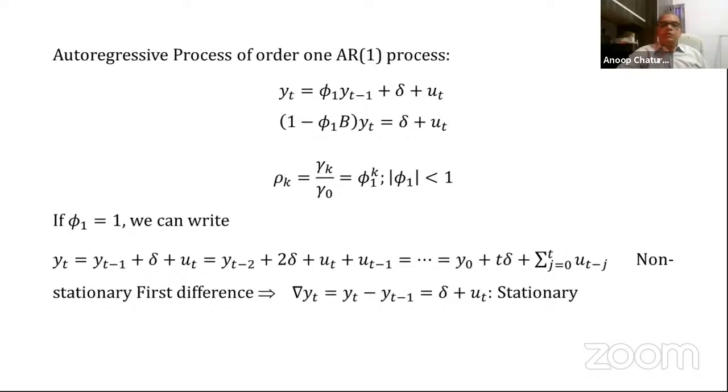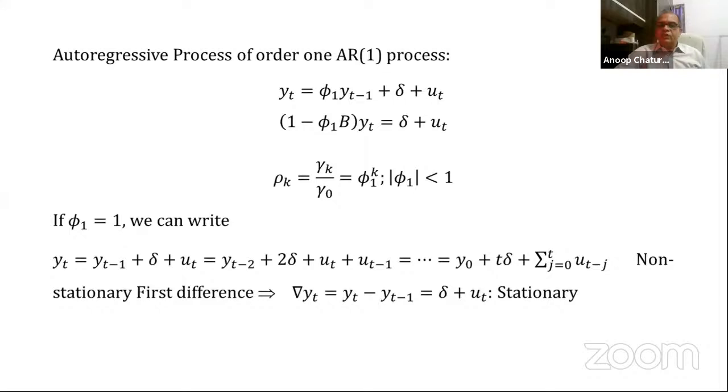And then you can easily derive the autocorrelation function of this process, which is rho k equal to phi1 to the power k. Here we assume that mod of phi1 is less than 1. So if mod of phi1 is less than 1, how does this rho k behave? Rho k declines exponentially because mod phi1 is less than 1. If you increase the value of k, rho k decreases, phi1 to the power k decreases. Now why do you require this kind of condition, mod of phi1 less than 1? Suppose you take phi1 equal to 1, then see what happens.